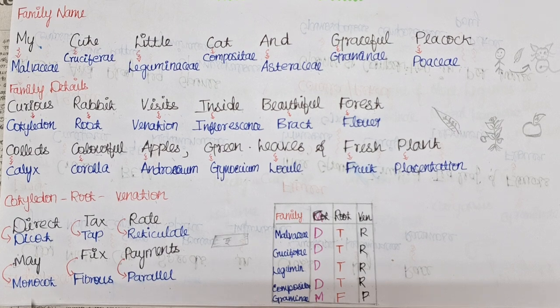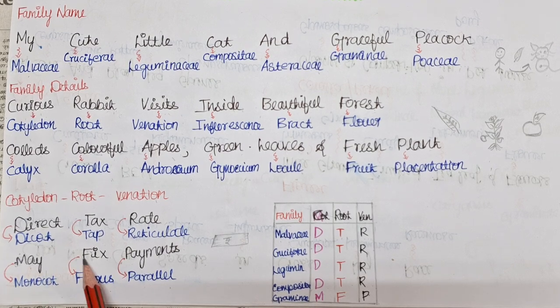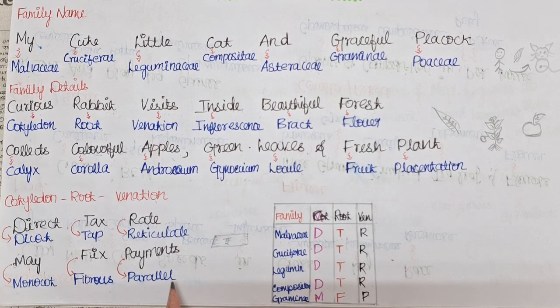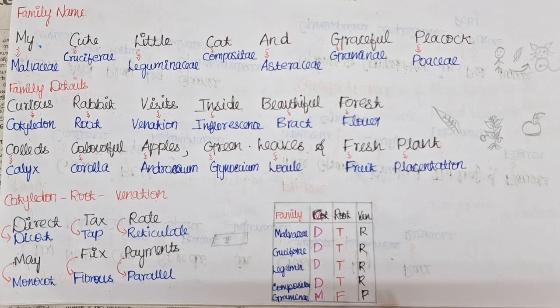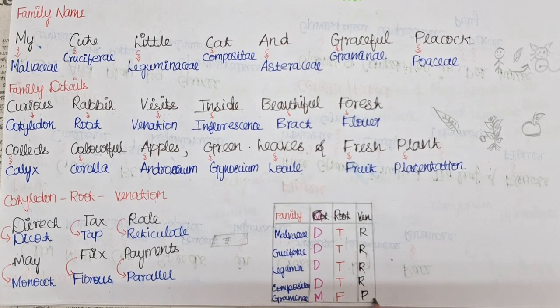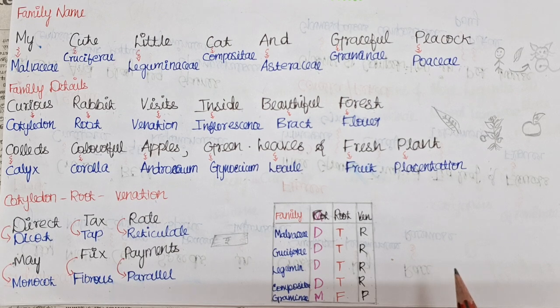To memorize that, here also we have the trick. May fix payments, that is monocot, fibrous, parallel. So whenever you see monocot, here it is not taproot; what is the opposite? Fibrous. Here it is not reticulate venation; what is the opposite for that? Parallel. See, within a few seconds or minutes we have covered the first three details.